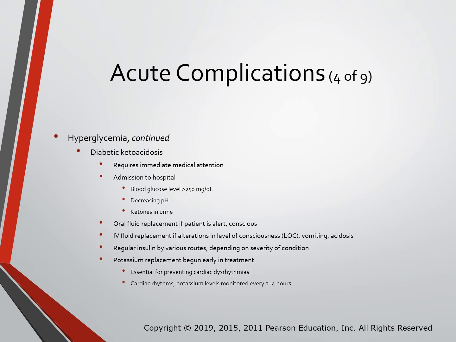The electrolyte imbalance of primary concern with DKA is depleted body stores of potassium. At first, serum potassium levels may be normal, but they decrease during treatment because, like I said, insulin binds with potassium and it'll drop it. In DKA, the body loses potassium from increased urinary output, acidosis, catabolic state, vomiting, and/or diarrhea. So potassium is begun early in the treatment, usually by adding potassium to the rehydration fluids.